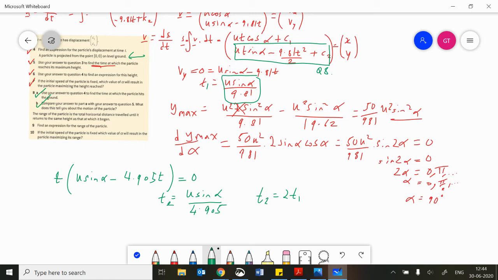Okay, now it says the range of the particle is the total horizontal distance traveled until it returns to the same height as that at which it began. So we found the time it has taken to get to this point where it hits the ground. Now they're saying the range, a bit like what we normally call the domain on the x-axis. So the range of the particle is the total horizontal distance. So they basically just want this distance here.